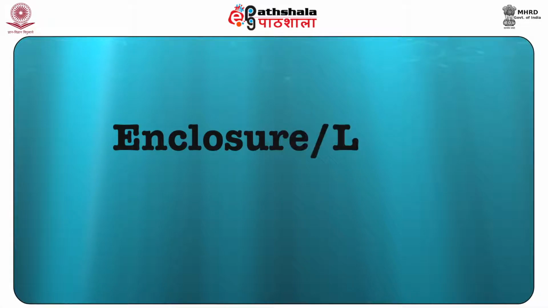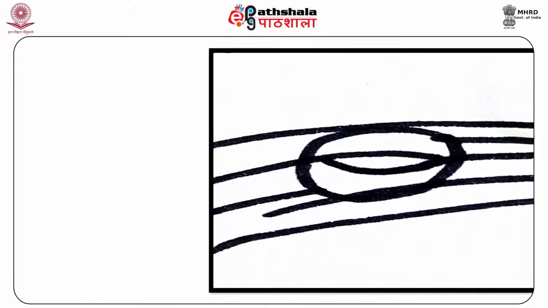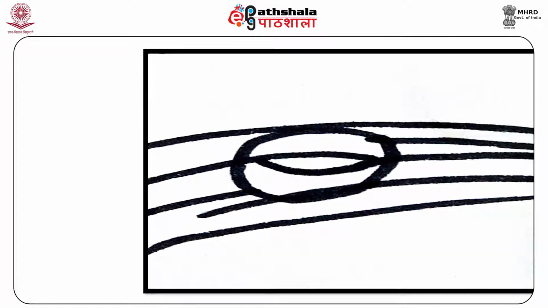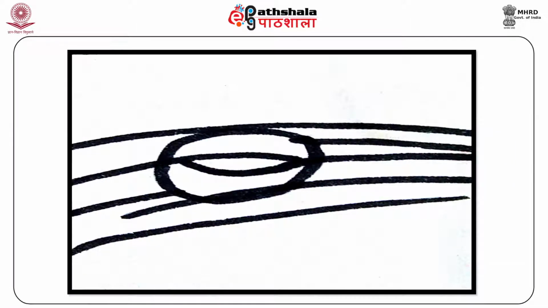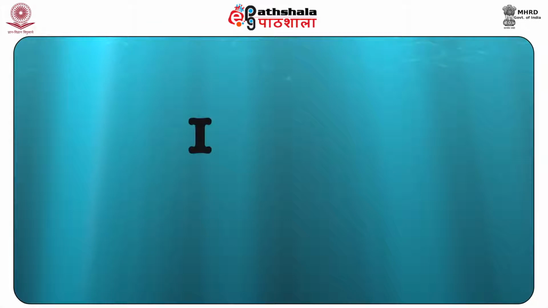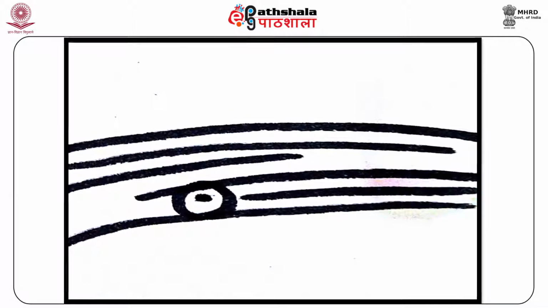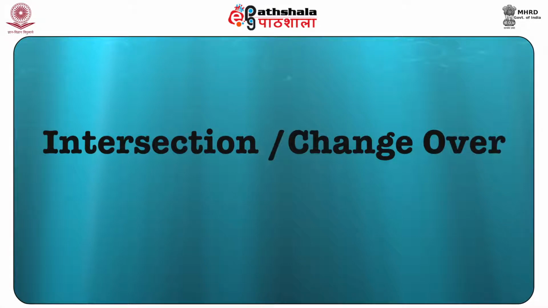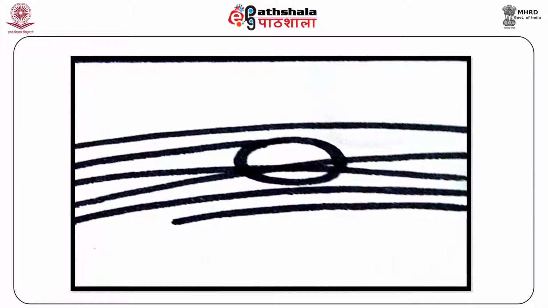Then comes enclosure or lake. It is a ridge which first bifurcates and then converges or joins back to form an elliptical enclosure. It is also called as lake. It can vary in size. Seventh is island. It is a point or a dot within the overall pattern of a fingerprint. Then comes intersection or changeover. It is formed when two adjacent ridges change their place by crossing over each other.